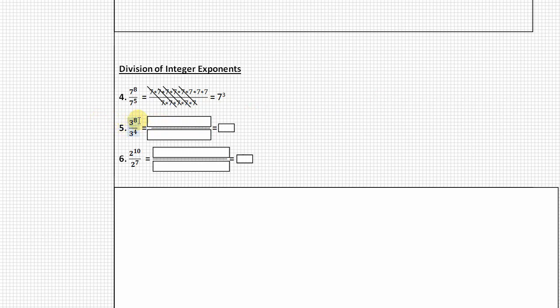Go ahead and try that with our example here. 3 to the 8th power over 3 to the 4th power. What would it look like when you expand it out? What can you cancel? How is it going to simplify? Go ahead and pause the video and try it on your own. Then resume the video when you're ready to check your work with mine.